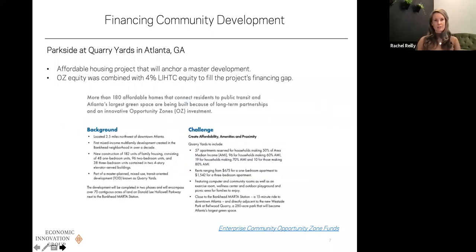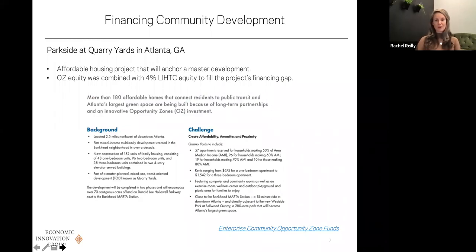This is a recent announcement, this Parkside at Quarry Yards in Atlanta, Georgia, of an investment made by the Enterprise Community Opportunity Zones Fund. And it's yet another great example, just like Ox Fiber, of how the 4% LIHTC can be used with opportunity zone financing to deliver affordable homes.